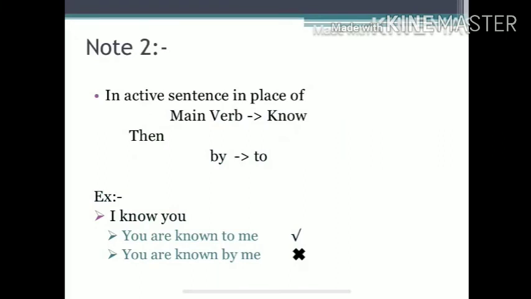Moving on to the second note. In an active sentence, in place of the main verb, if you find know, K-N-O-W, then when you are changing into a passive sentence, in place of by, you will use to. Let's see with an example. The sentence is I know you. When you change it, you will change it into you are known to me, not into you are known by me. To is correct, by is wrong.